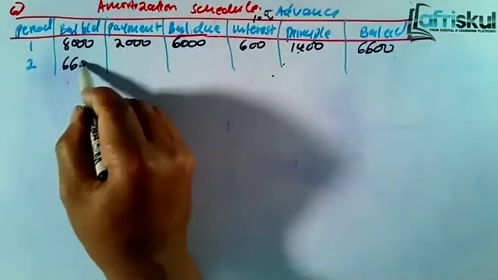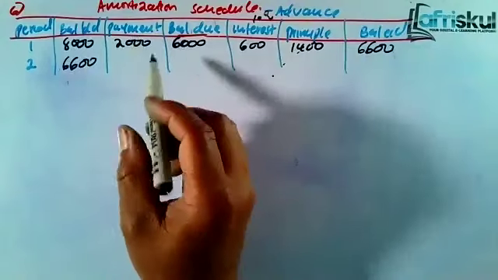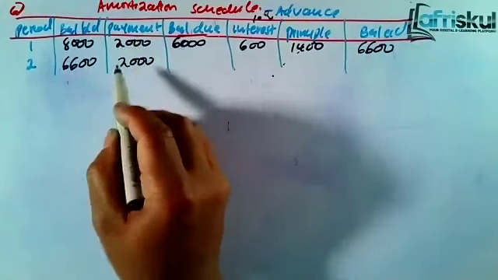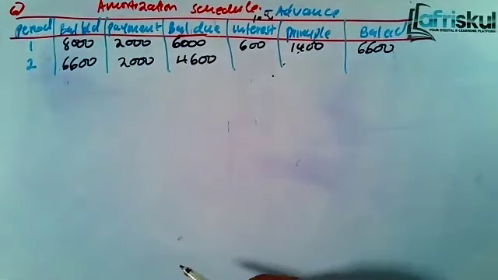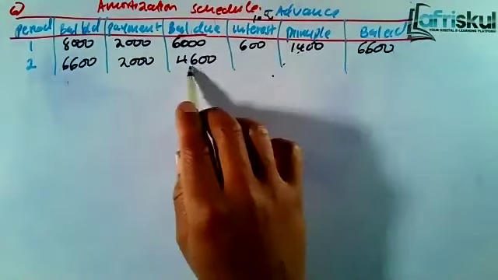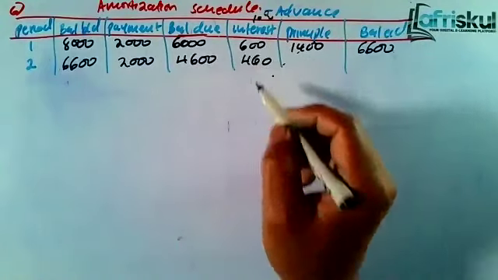So it's 6,600. The payment does not change, it is 2,000. When you pay 2,000, how much remains? It remains 4,600. Then the interest is 10% of 4,600, you'll get 460.